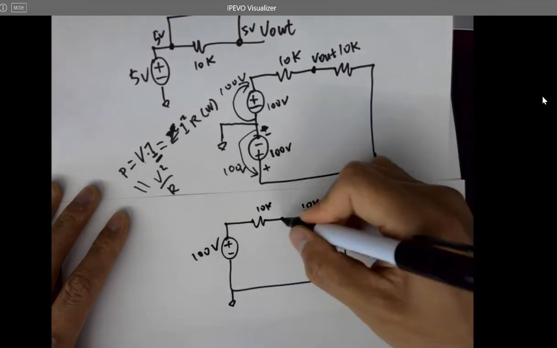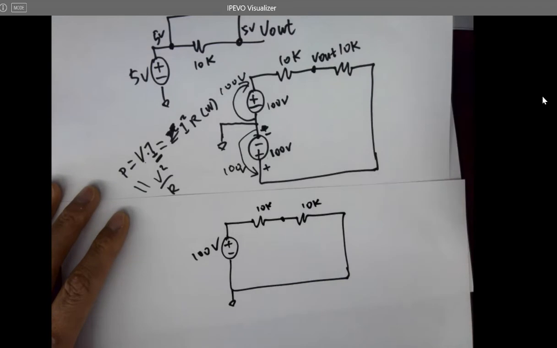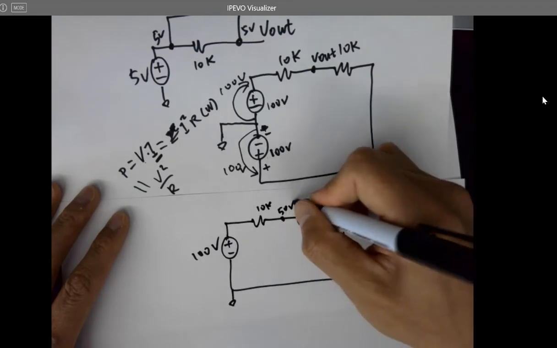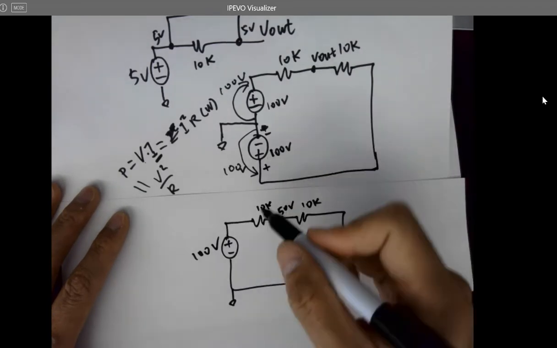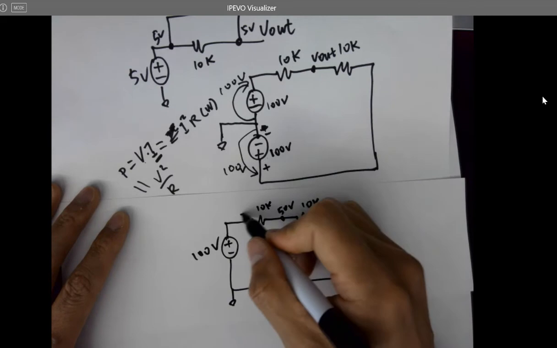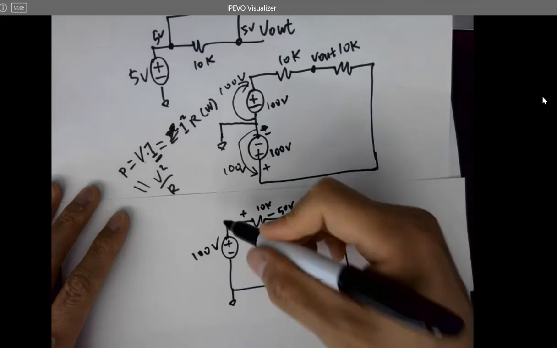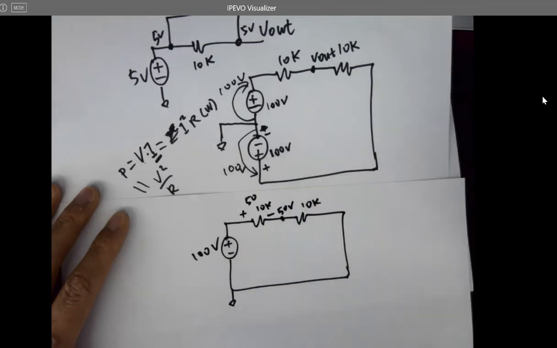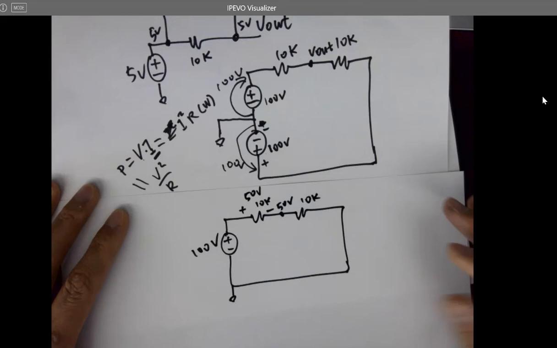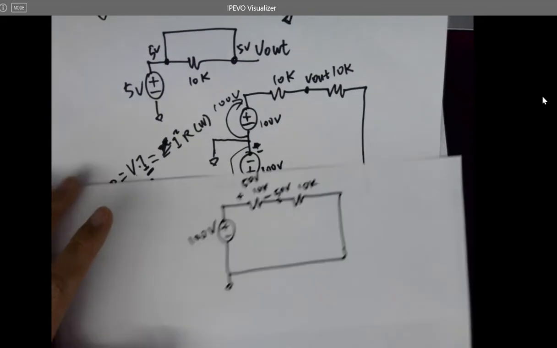So you can calculate the voltage here right now. What's the voltage here? It's a voltage divider, so it's going to be 50 volts. What's the voltage across this resistor? 100 minus 50 is 50. So from left to right, it's 50. Okay, now let's look at the other one.